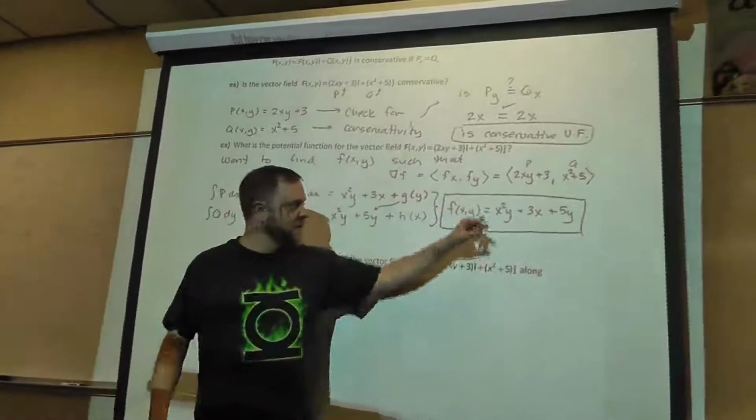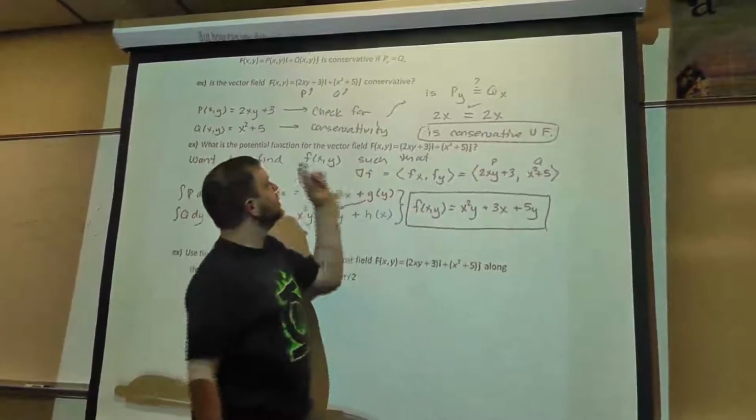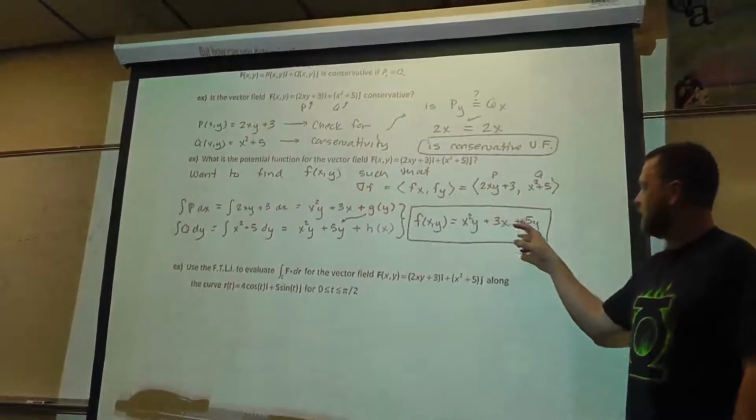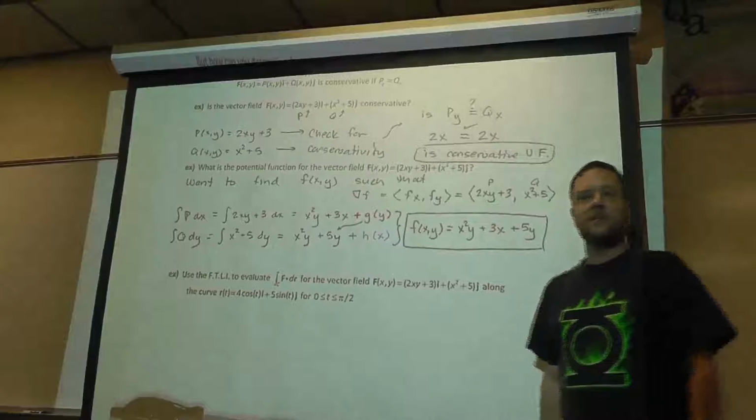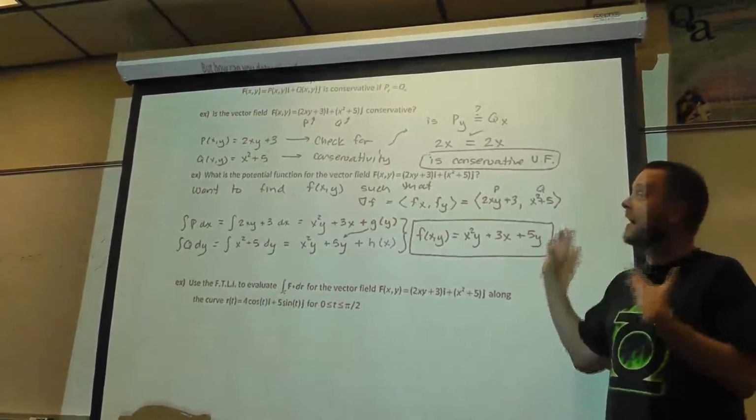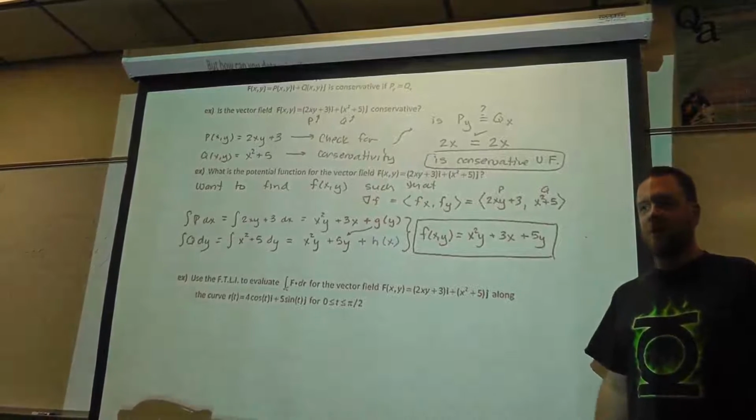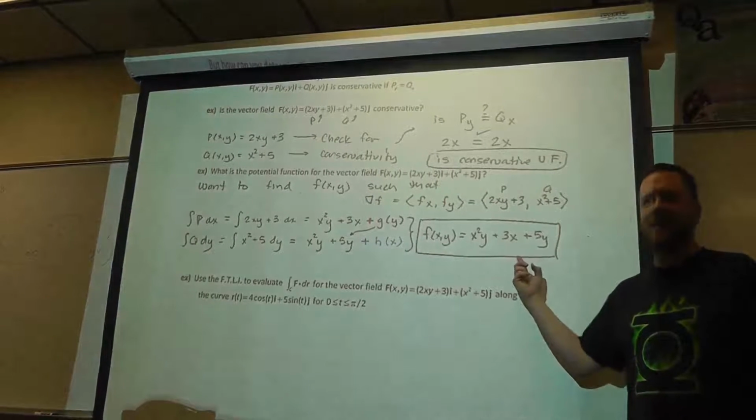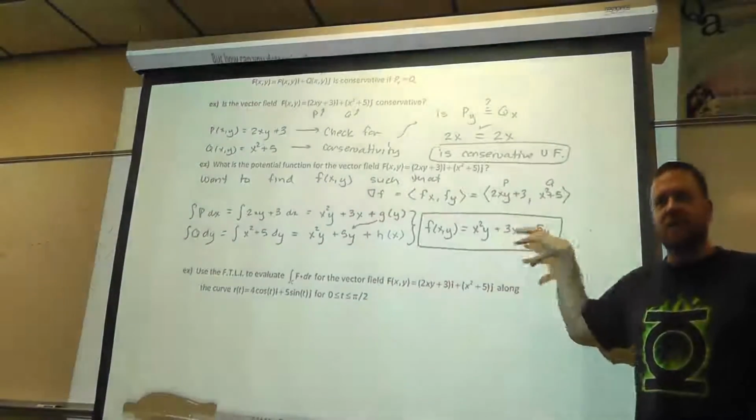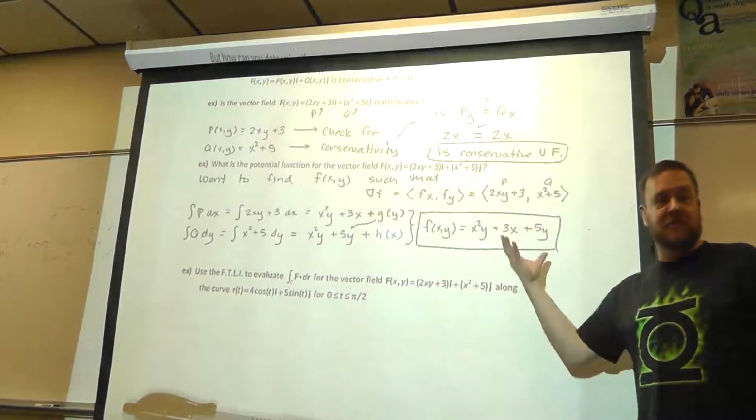Partial with respect to x is 2xy plus 3. Boom. Partial with respect to y is x squared plus 5. And boom, yes. So you should be able to check your potential function by just doing the regular gradient, and it takes you back to the vector field you started with. So do you kind of see why I call this the anti-gradient? You're sort of doing the gradient backwards, going from the vector field to the scalar function, the potential function here.